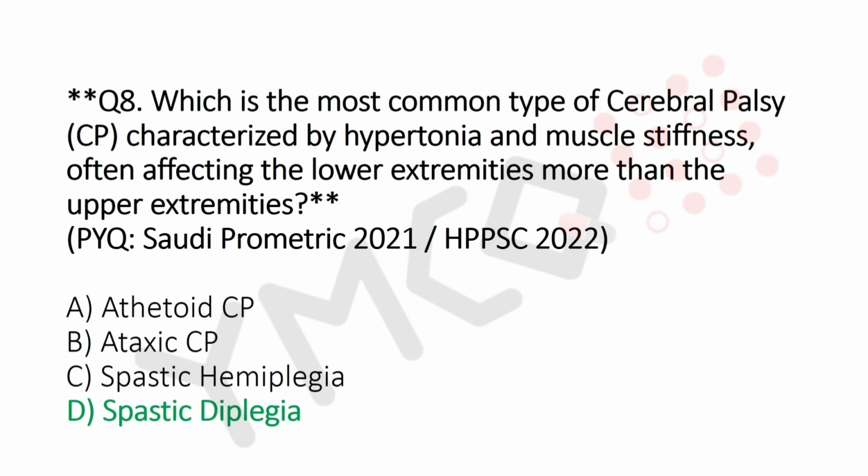Spastic diplegia is the commonest form, okay, particularly in premature infants, heavily involving the legs, resulting in a scissoring gait.